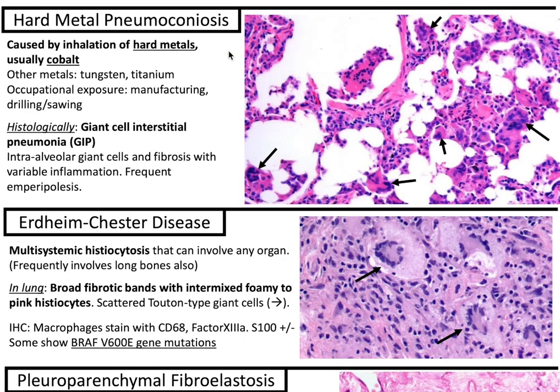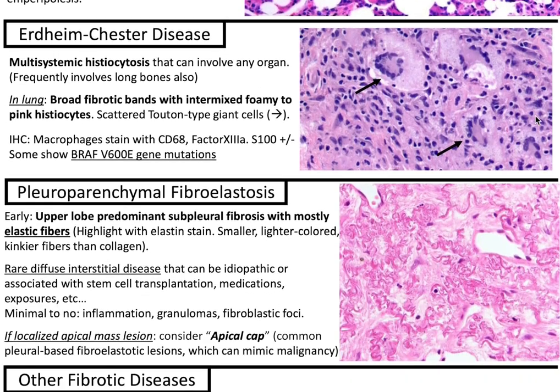Hard metal pneumoconiosis. This is caused by inhalation of hard metals, usually cobalt. Other metals include tungsten and titanium, with occupational exposures among those in manufacturing, drilling, and sawing. Histologically, you'll see giant cell interstitial pneumonia, with intraalveolar giant cells and fibrosis with variable inflammation, and you have frequent emperipolesis.